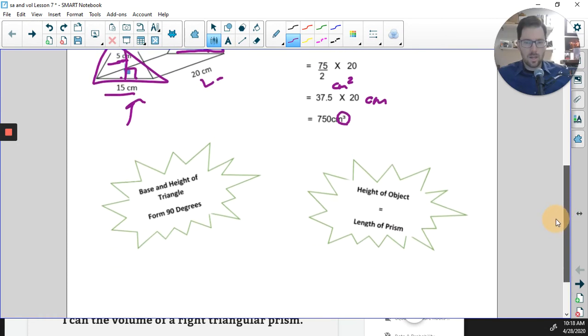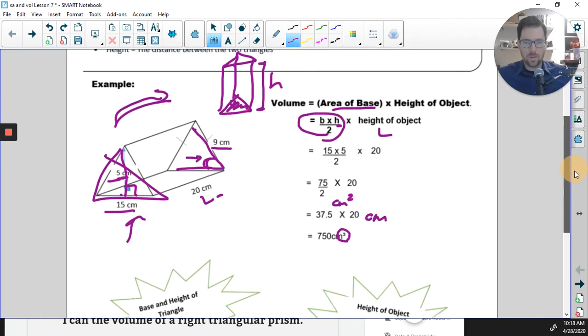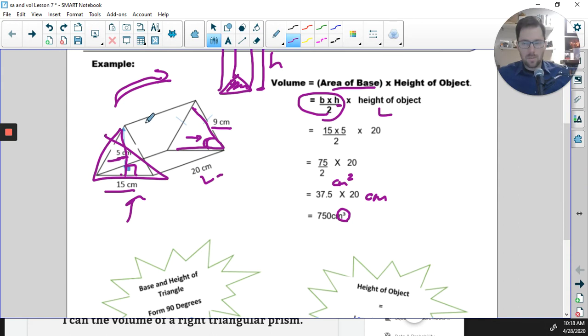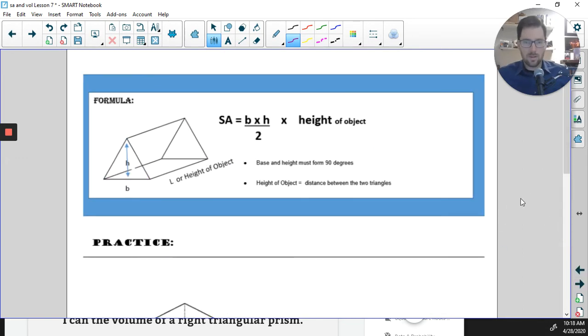Okie dokie. The height of the object equals the length of the prism. So prisms often are drawn like this, down on their side instead of up and down. So remember that when it's up like this, the length, this length here, is what we're talking about when we're talking about the height of the object. Okie dokie. Cool. Let's move on to the next page.